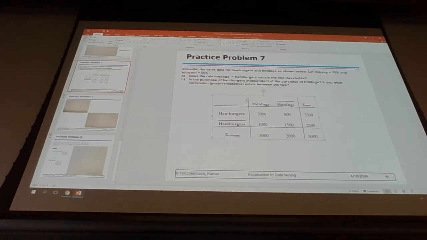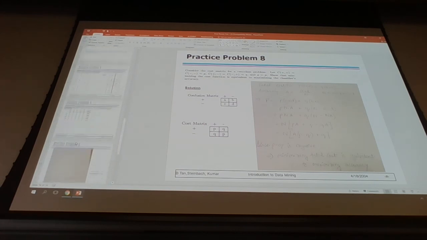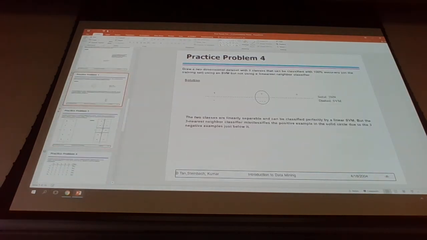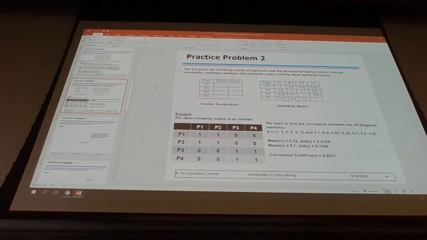This one I don't know, I think there is some mistake in the problem description. I can update it. No, these are all before the midterm, right? Now this one.